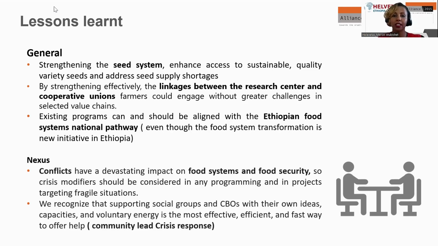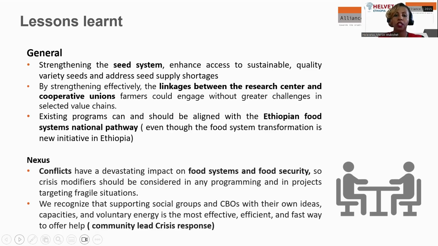With regards to Nexus, as we say, conflicts have a devastating impact on food systems and food security, because conflicts disrupt production, distribution, access to food, and the like, leading to hunger, malnutrition. So I think crisis modifiers in this case should be considered in any programs, in projects targeting fragile situations, so that we easily respond, and we minimize the impact on the food systems and food security.